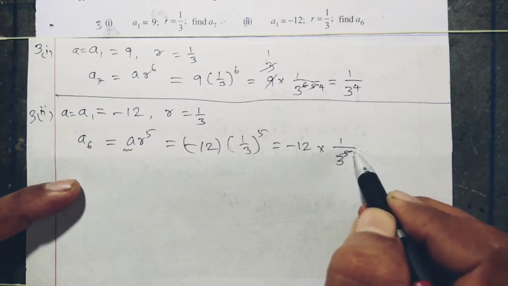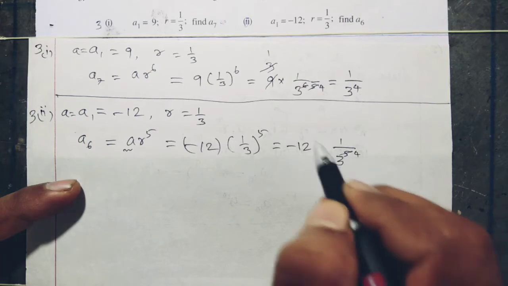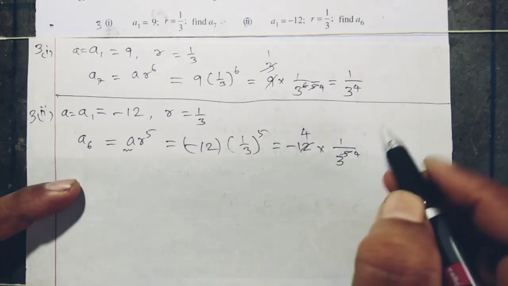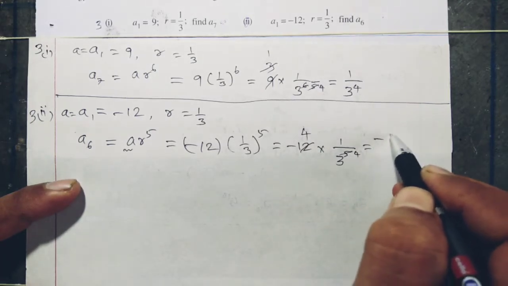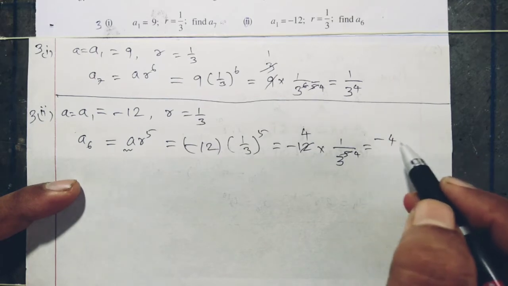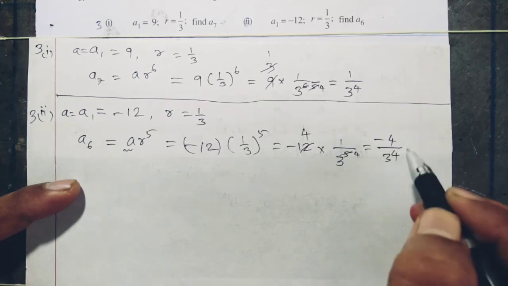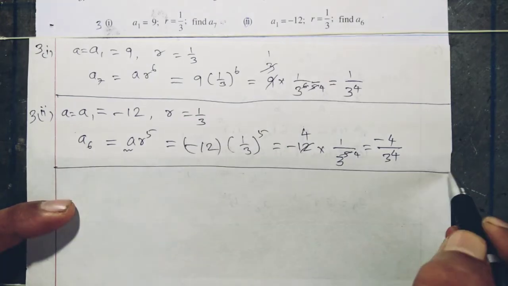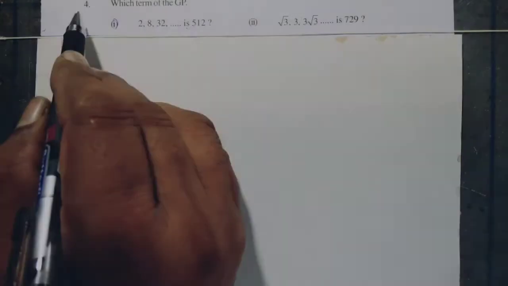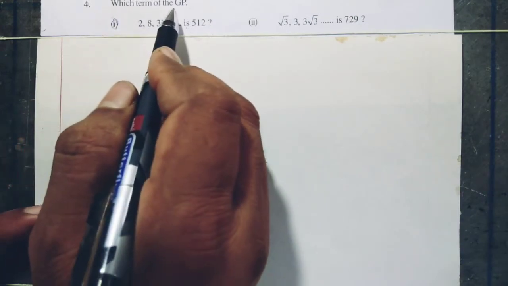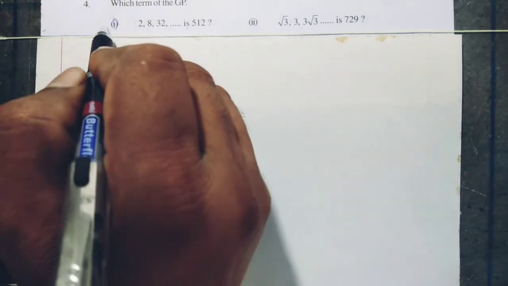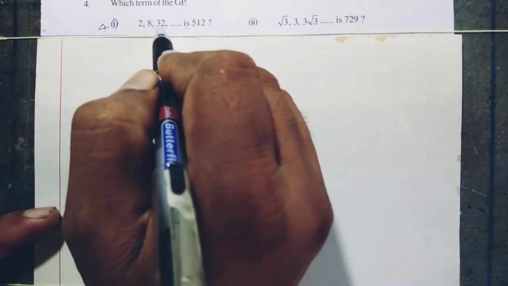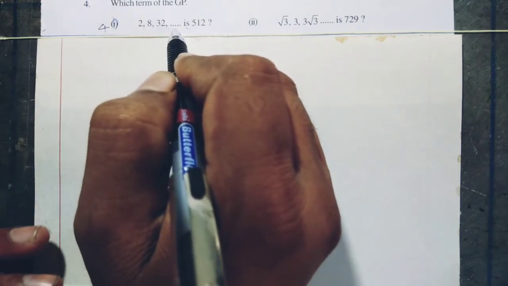3 ones are 3, 3 fours are 12, so minus 4 by 3 to the power of 4. This is the sixth term. Fourth bit, which term of the GP? First problem: 2, 8, 32 and so on is 512.